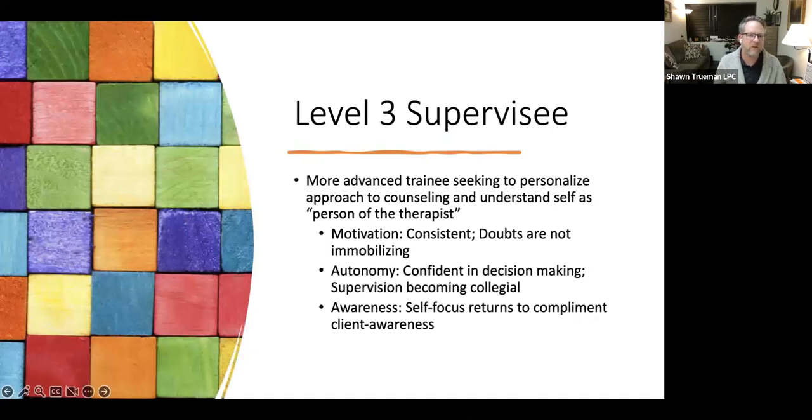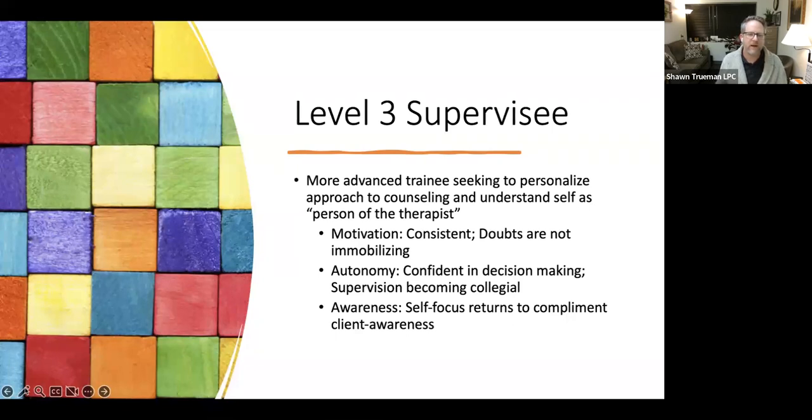So this is a supervisee who's more advanced in training. Maybe they're out of their practicum, maybe they're in their second internship, or out of their internship altogether. But this is a trainee who is seeking to personalize their own approach to counseling, and they're really beginning to understand themselves as the person of a therapist. So motivation is consistent. No longer are there doubts or questions causing them to freeze in their work. Their autonomy is high. They're confident in their decision making. They're confident in the assessments that they choose, the interventions that they choose. And supervision is now beginning to transfer a little bit more to a collegial relationship.